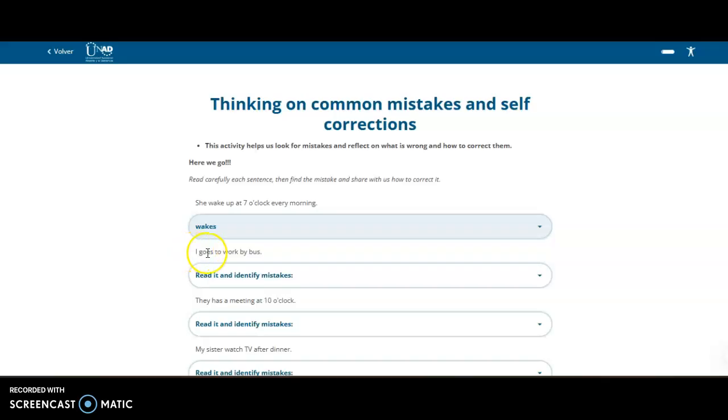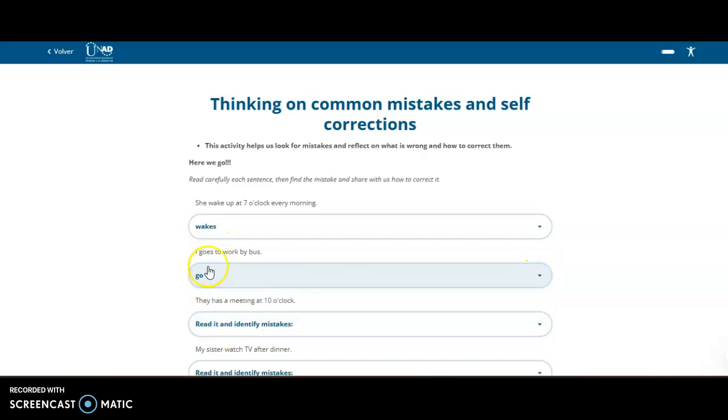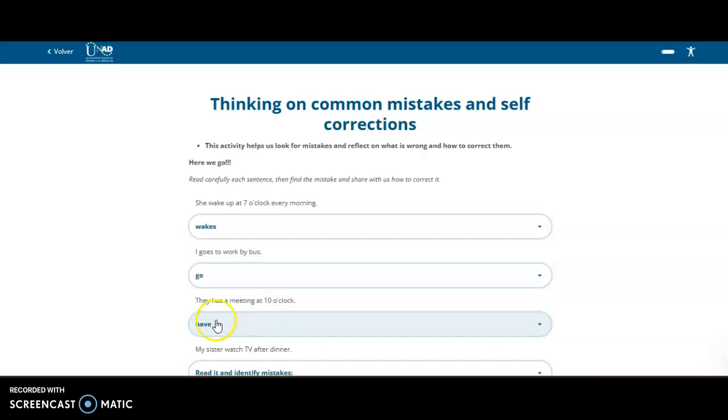I said I goes. We need to change this kind of verb. What can be the mistake? This is because with I we need to use go. They has a meeting. They has, we need this verb in this kind of activity. We need that those subjects are with have.